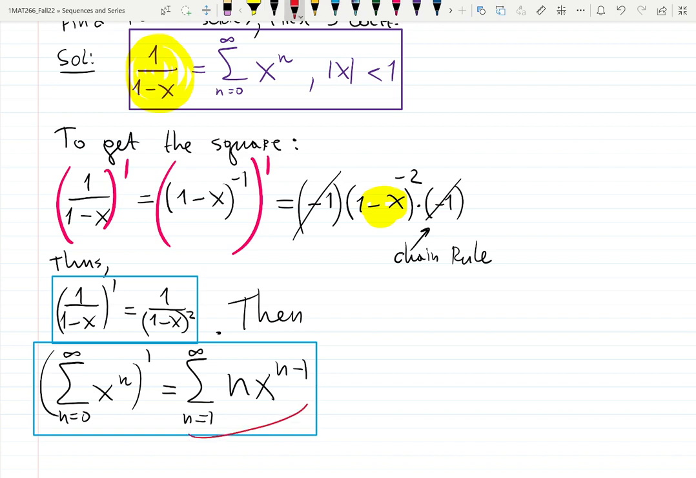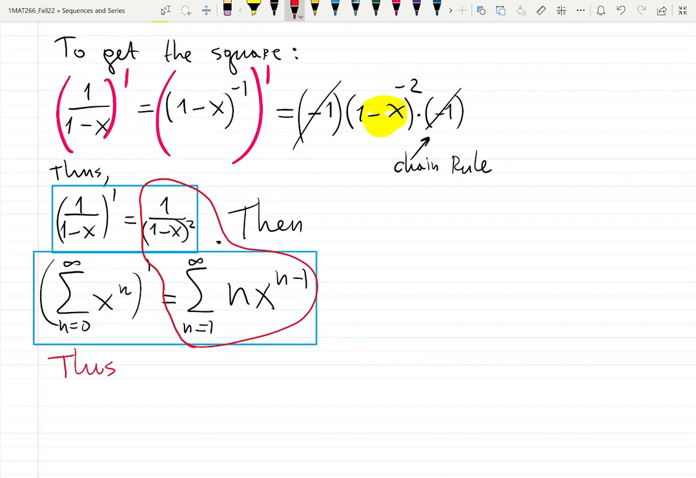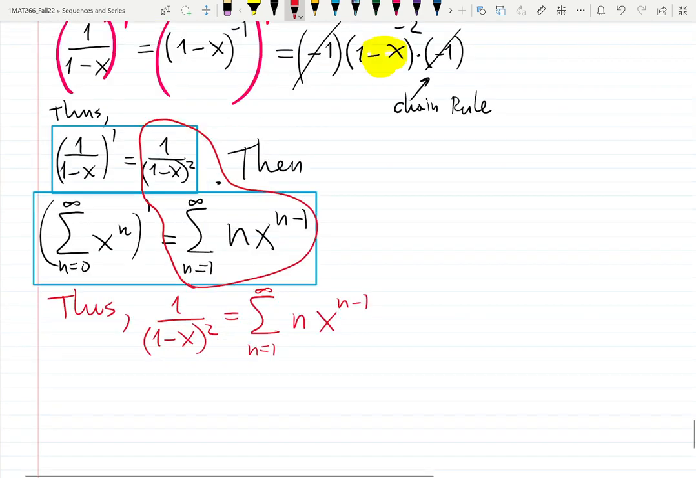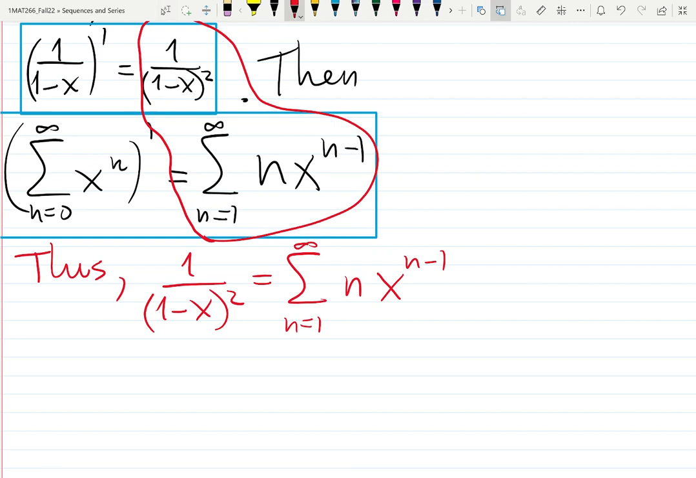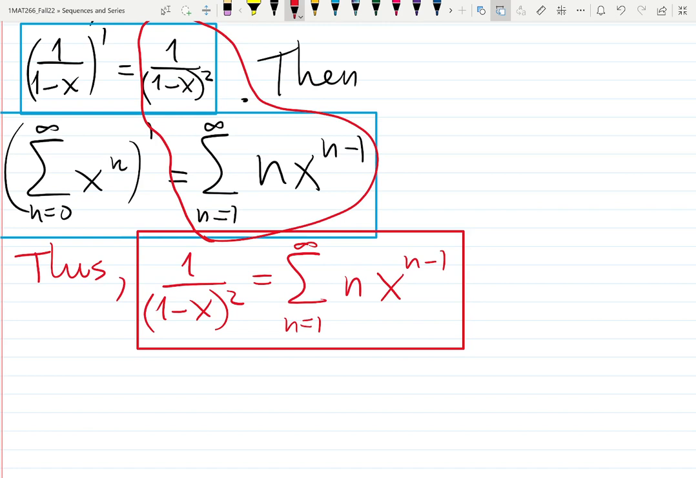I'm trying to find the formula for the new function. Thus, and this is the more important part, 1 over 1 minus x squared has a new formula now: sum of n x to the n minus 1 from 1 to infinity. We got a new function. Not the one we were asked by the homework, but it's the one we need to find the series for the function in the homework. Does that make sense? Yes?